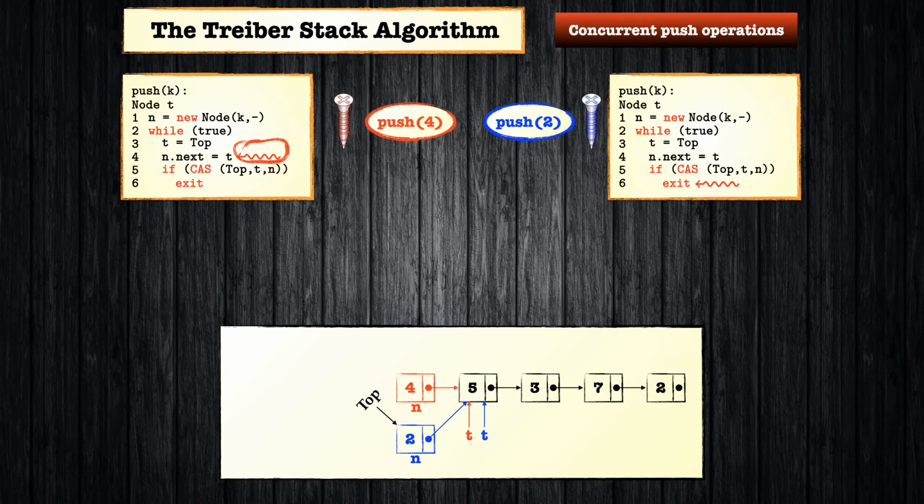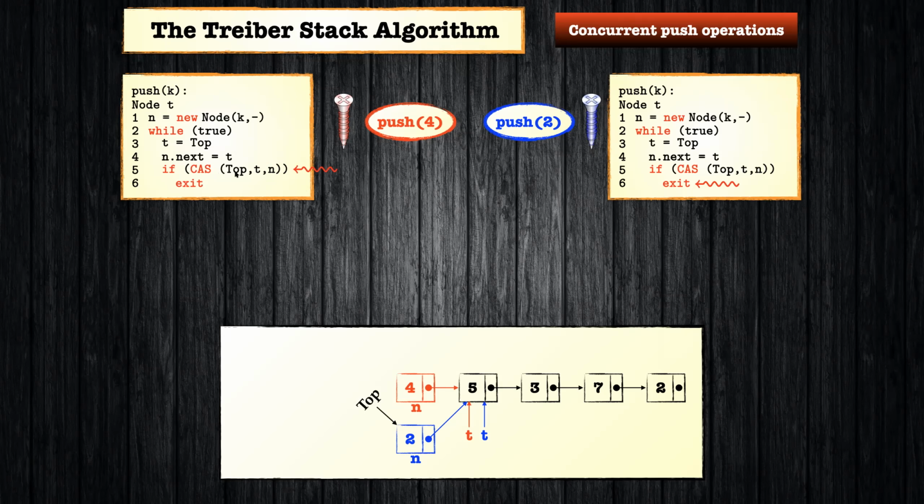Now it can exit. So now the red thread becomes active and it does the CAS operation. So now it does the same thing. It checks whether t is equal to top, whether top has changed or not. And now the CAS operation will fail because t is not equal to top. They are pointing to two different cells. And therefore it returns false. So if it had returned true, it would have exited.